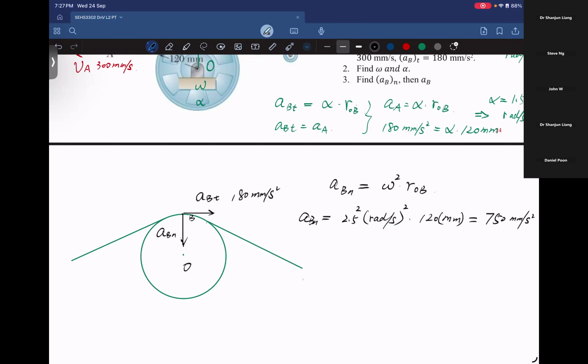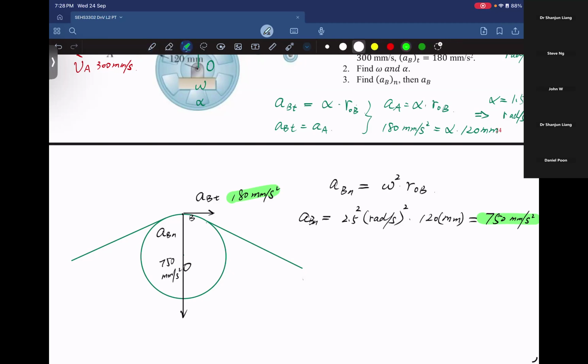ABN compared to ABT. ABT is here, ABN is here. Compared to ABT, it is a little bit longer, so we need to draw ABN a bit longer, like this, more than 3 times. ABN is much longer than ABT. So this is 750 millimeter per second square, and ABT is 180.